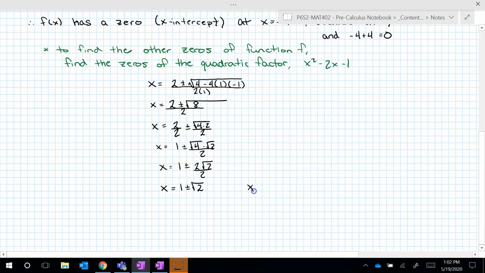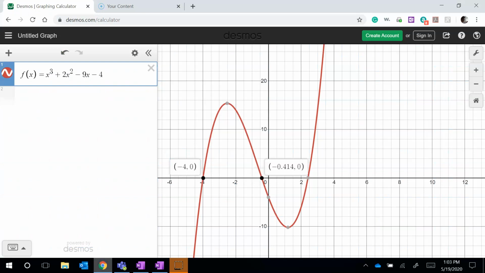If I did that with my calculator, these are the exact values. Root 2 is like 1.414. So 1 minus 1.414 would be negative 0.414, or x equals 2.414, 1 plus 1.414. If I go here, I got my two zeros. Those are the approximate values. Exact values are 1 minus root 2 and 1 plus root 2.